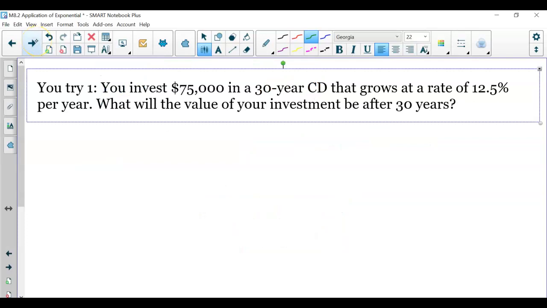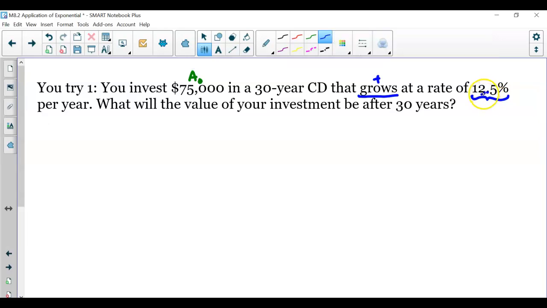So go ahead and pause the video and try this on your own. And here we go. Notice how you are investing $75,000. That's the initial investment in a 30-year CD that grows at a rate of 12.5%. First off, growing, so I'm going to add at a rate of 12.5%. Remember, we're not going to use 12.5%. That's out of 100, so divide by 100 and move that decimal 2 places. So we have that rate of 0.125.